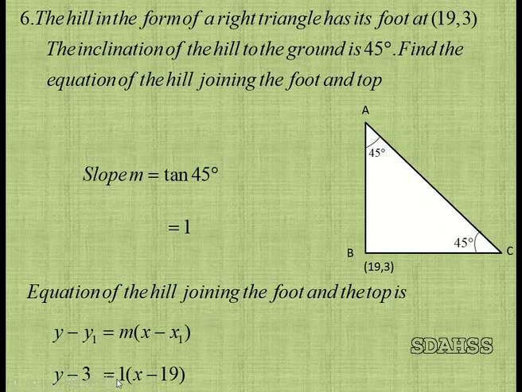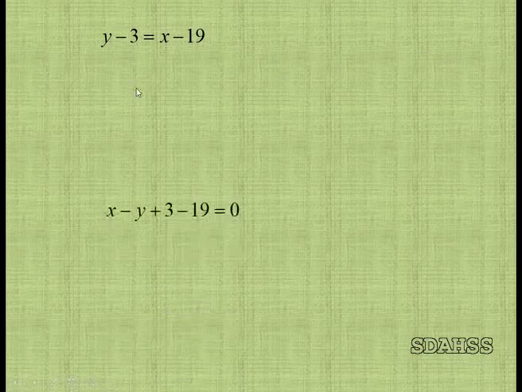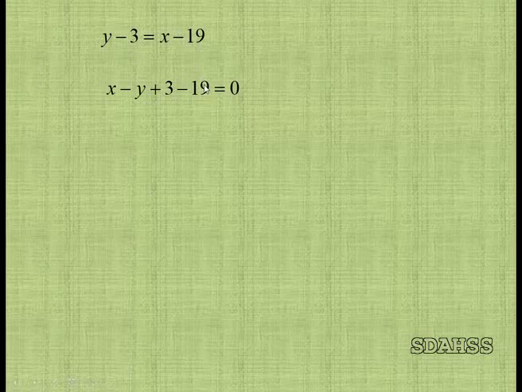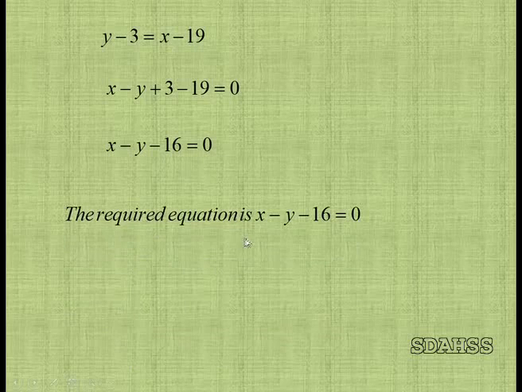Multiply this one inside the bracket. So you have y minus 3 is equal to x minus 19. Then bring this y minus 3 to the other side. So it becomes x minus y plus 3 minus 19 is equal to 0. This equation becomes x minus y minus 16 is equal to 0. So the required equation is x minus y minus 16 is equal to 0.